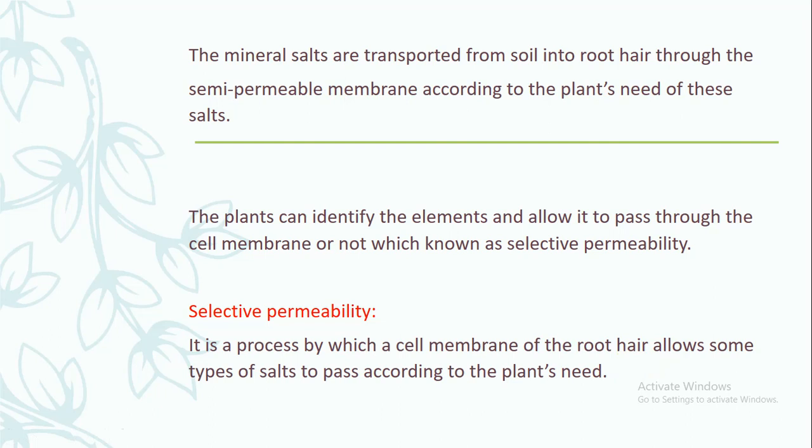So if the plants need salts, the salts will pass through the cell membrane of the root hair. If the plant doesn't need salts, these salts will not pass through the cell membrane of the root hair.